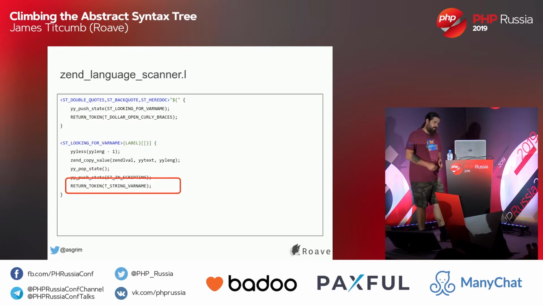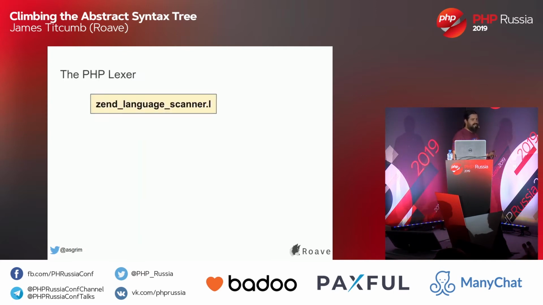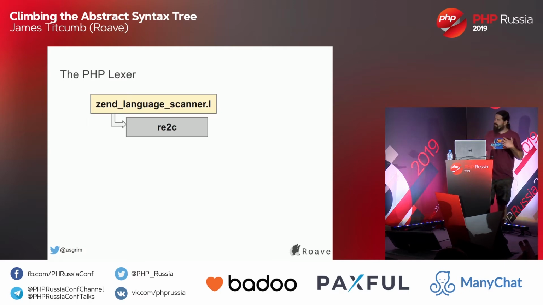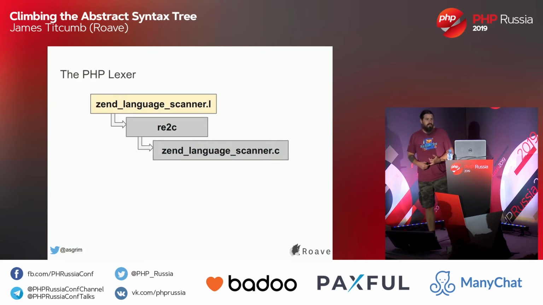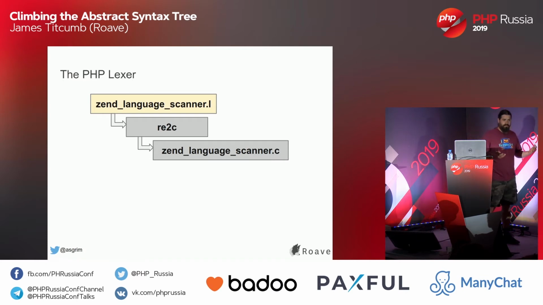And we return the token. Okay? So given that syntax definition, we can pass that into this tool called re2c, and it generates a C file. You can do this yourself. You can check out the PHP source code. You can run re2c with a load of flags, which are almost impossible to remember.